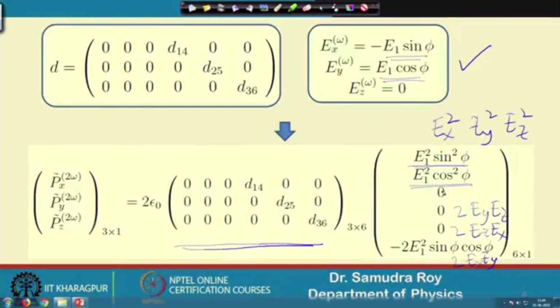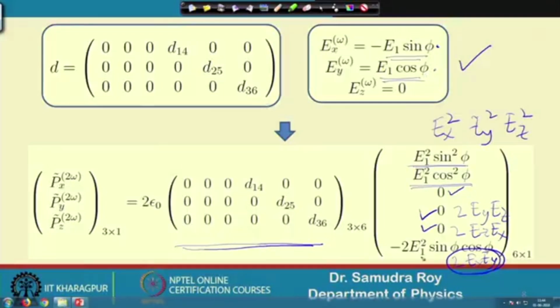This will be E z. So, E z square is 0. This should be 2 of E x E z, E z again 0. So, we have 0, and the fifth term will be 2 of E z E x as written here, this is also going to vanish, and finally, we have 2 of E x E y, and this 2 of E x E y term is going to survive because E x is not equal to 0 and E y is also not equal to 0.